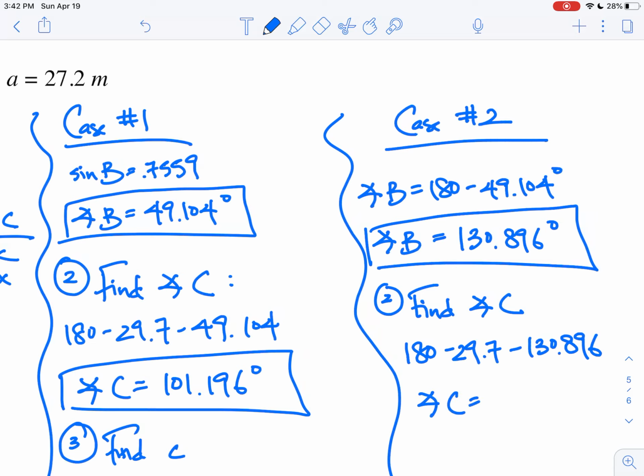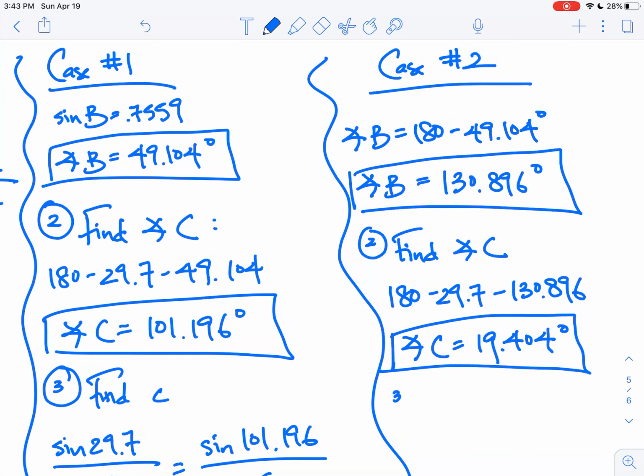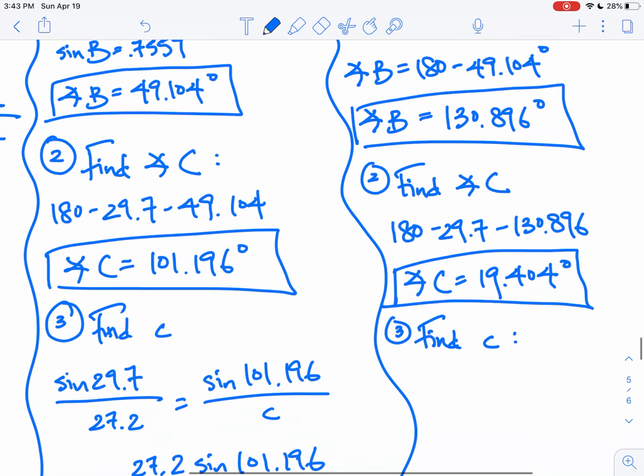And we'll get angle C equals super small, but there is enough for a second possibility. All right, so we've got a small angle C, but that's because angle B took up a lot of the degrees. Now we're going to find the little c that goes with this triangle.